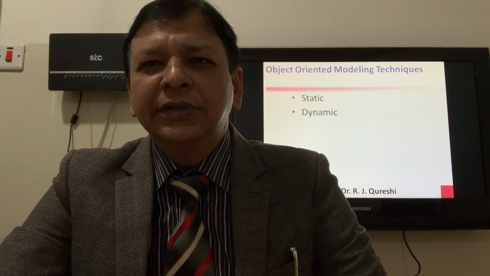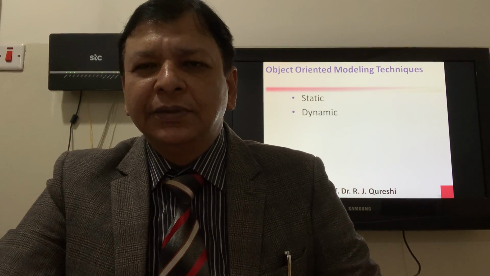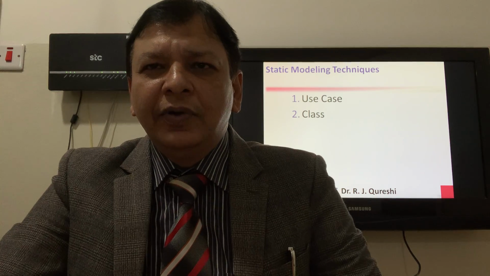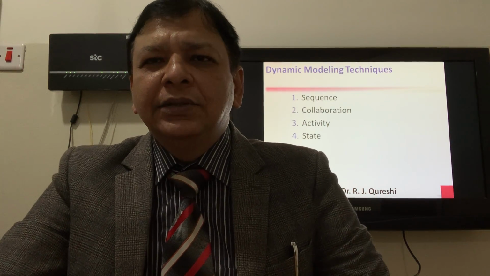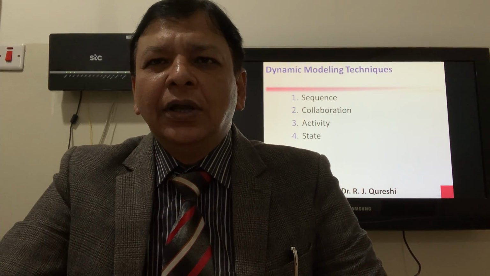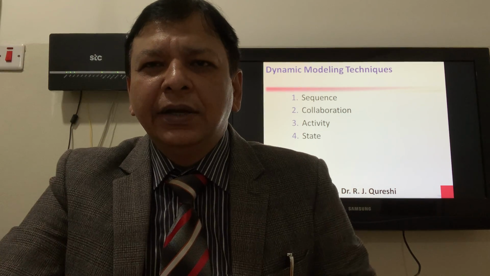The difference between static and dynamic: the static diagrams show the static aspects of the system, like the use case diagram and the class diagram. The sequence, collaboration, activity, and state diagrams show the dynamic aspects of the system, that is, how objects interact with each other.